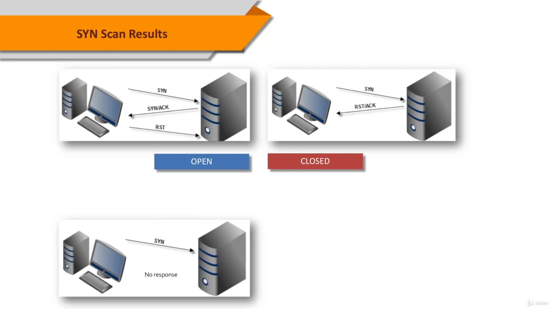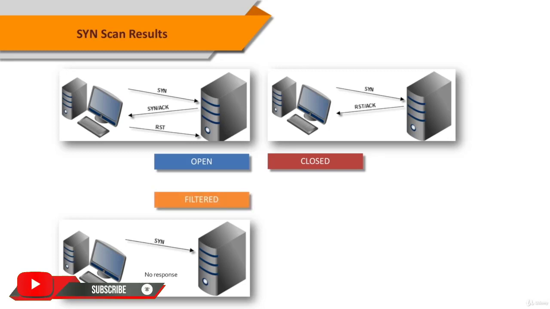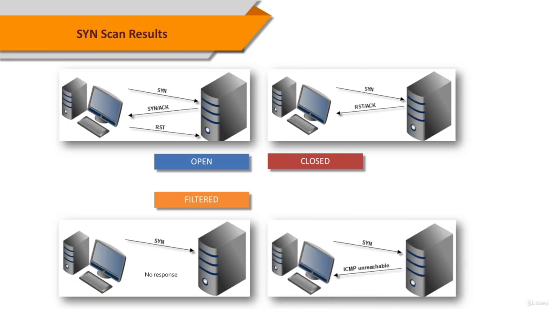If the destination system doesn't respond to our SYN packet, Nmap thinks that the packet is dropped or filtered. It's a common behavior of the firewalls. If the destination system replies an ICMP unreachable packet for our SYN packet, again, it's interpreted as filtered. This is another type of firewall behavior.